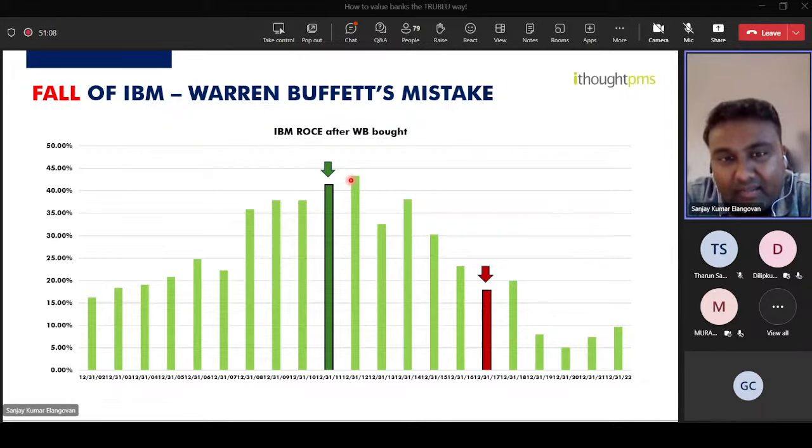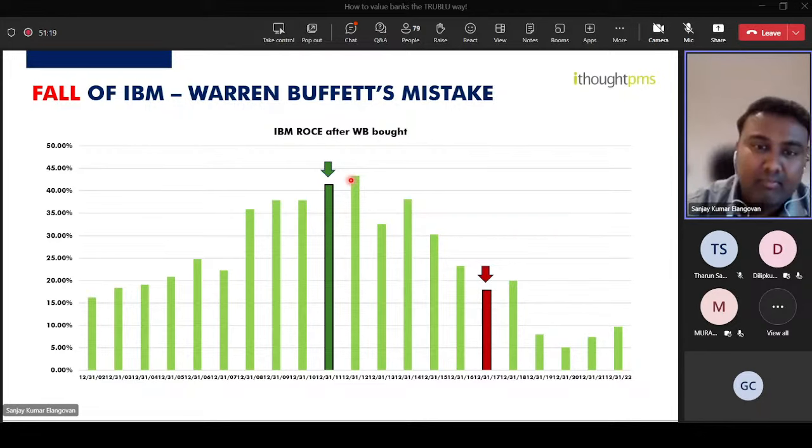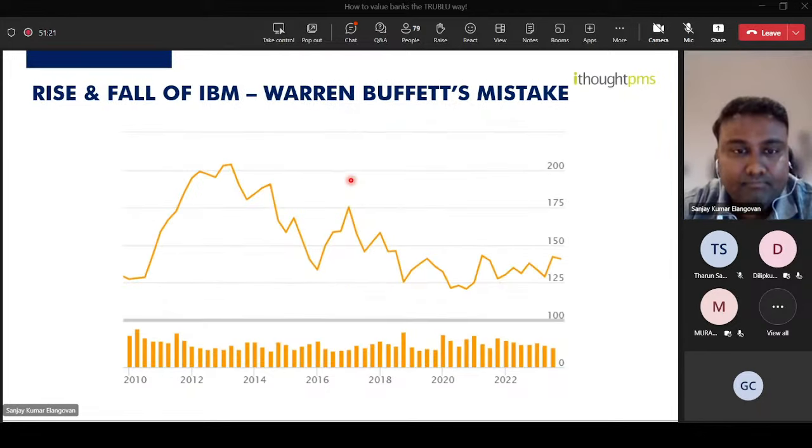Can a bank sustain the ROEs that they're making for a long period of time, let's say 10 years, 15 years? Because the longer the duration that they sustain their ROE for, that's when the power of compounding kicks in.